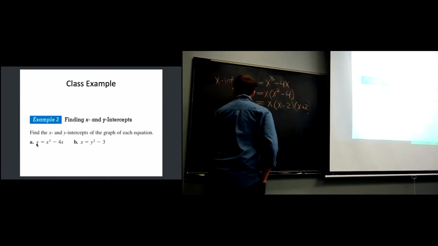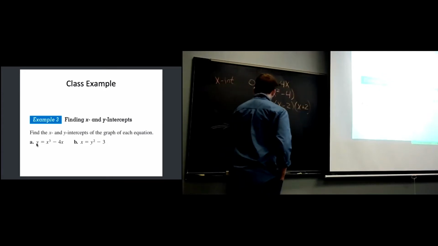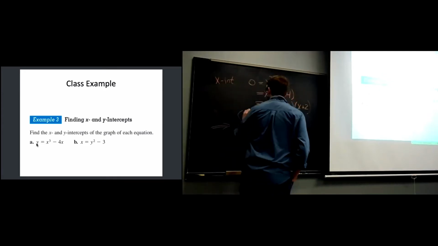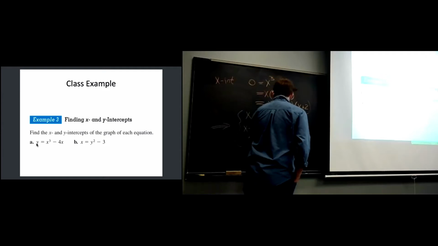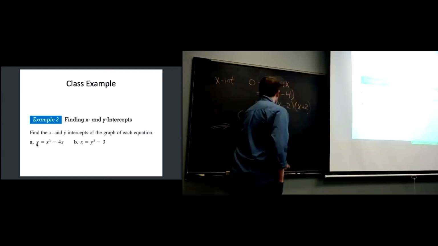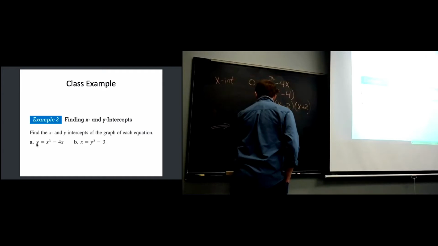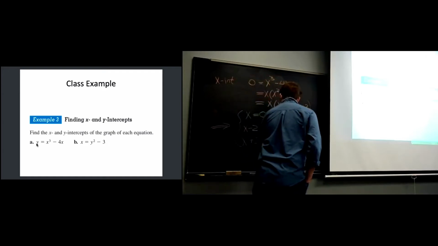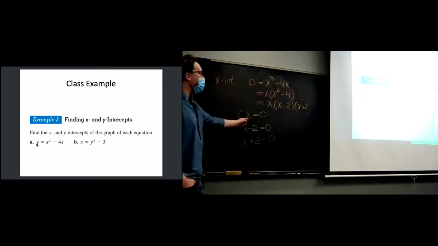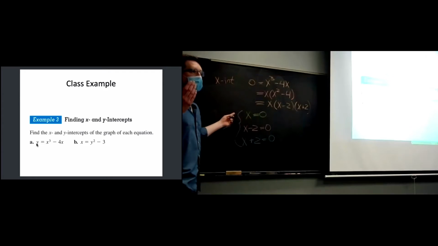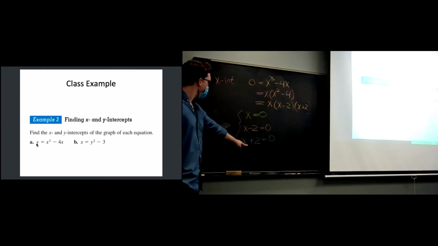This tells us that either x is equal to 0, x minus 2 is equal to 0, or x plus 2 is equal to 0. Well, x equal to 0, that solves itself. We don't have to do anything here. But these two, we do. We do have to rearrange our terms.